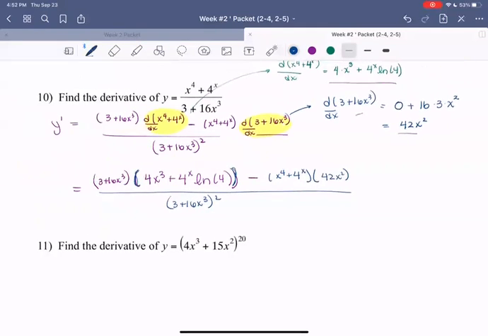At this point, you could multiply things out, FOIL this out, combine and simplify. But what we're concerned about is using and practicing the quotient rule, the derivative of a quotient. So for our purposes, this is a fine answer to stop with.